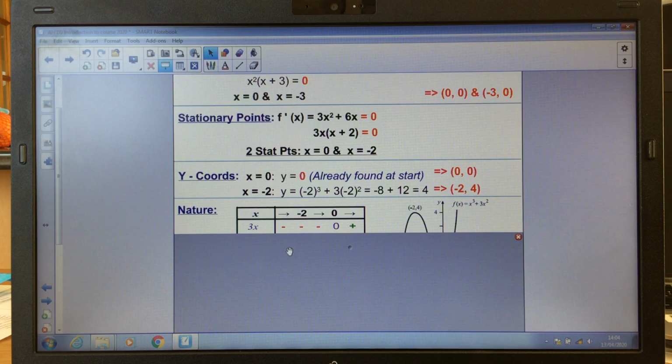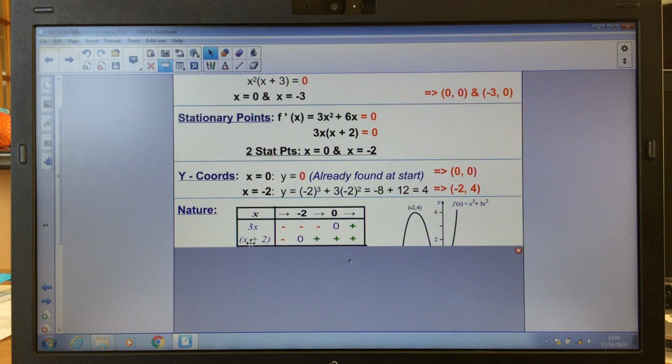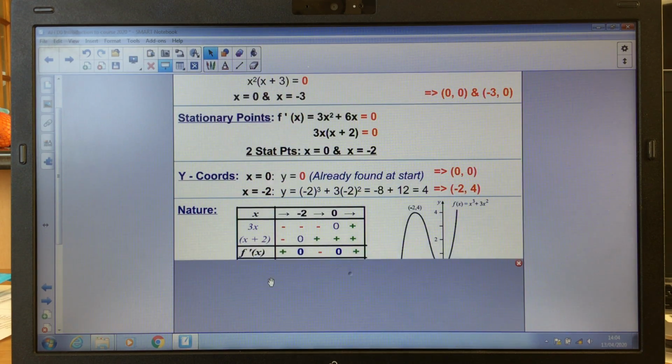What about x plus 2? If you put, let's say, minus 3 in, it will be negative. Put minus 2 in, you get 0. Put in minus 1, you'll get positive, and then after that you get positive. So if you've not seen that style before, what I've done is split up the factors at the stationary points and then multiply them to find the total sign.